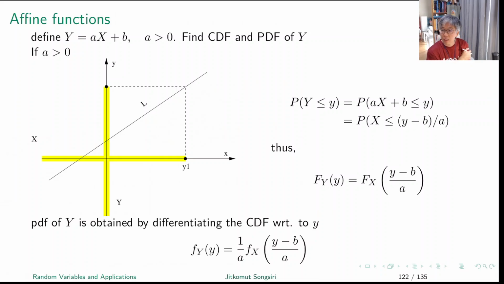Now let's take a look at another example where the random variable takes a value on a continuous interval. In this example, we have a well-known and very common affine function, Y equals aX plus b. In this case, let's assume that a is positive just to simplify the calculation. The question is very simple: under this affine transformation, can we derive the distribution of Y in terms of the distribution of X?